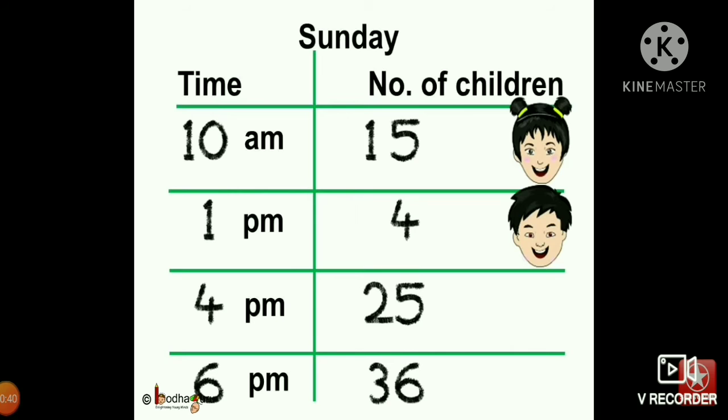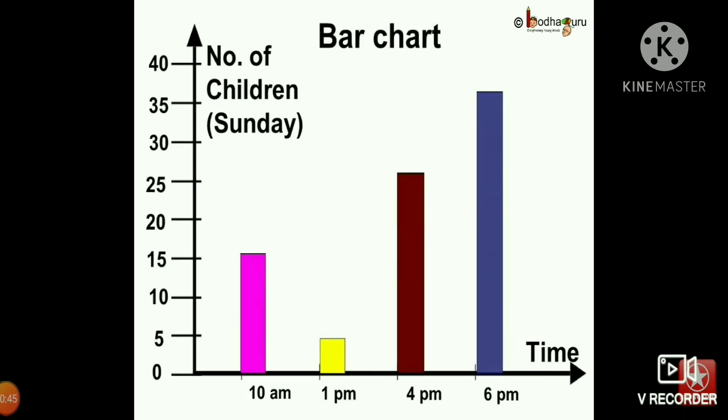Even the number of students who came on Saturday. First you draw the bar graph for this data. This is a bar graph for the data. See, along the y-axis they have taken the number of students, and along the x-axis they have taken the time. For 10 a.m. 15 students came. For 1 p.m. only 5 students came. For 4 p.m. 25 students came.